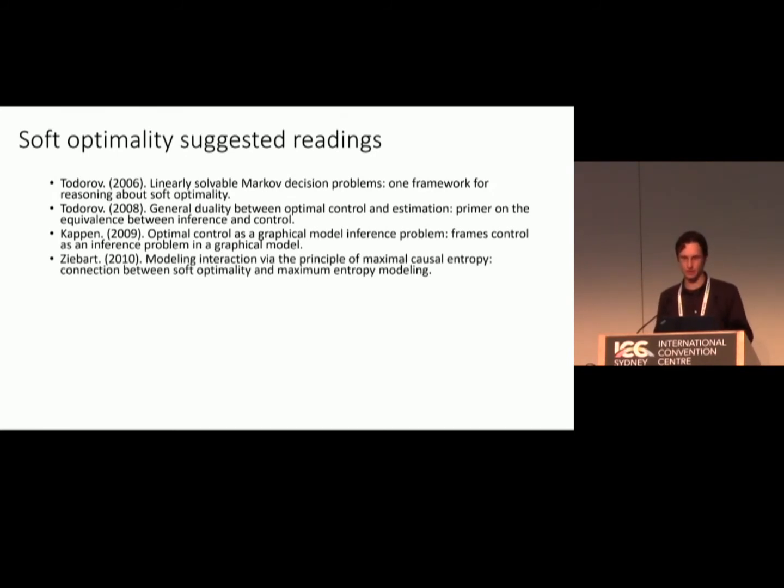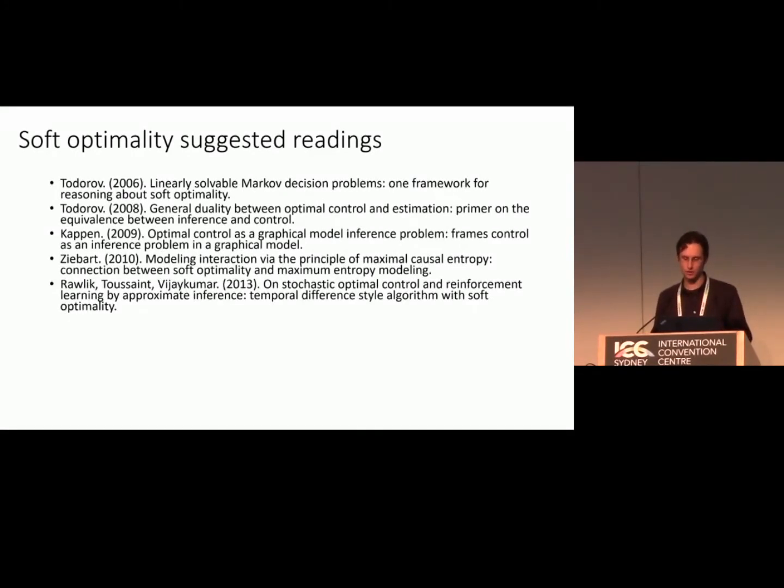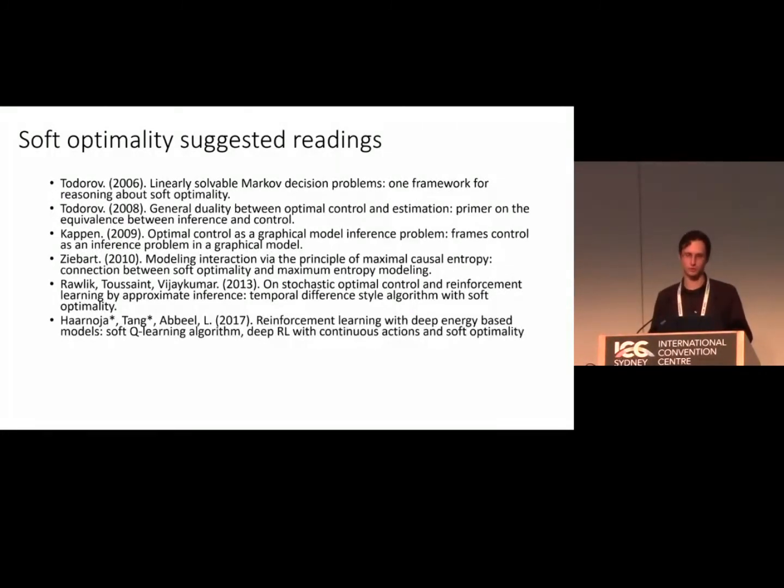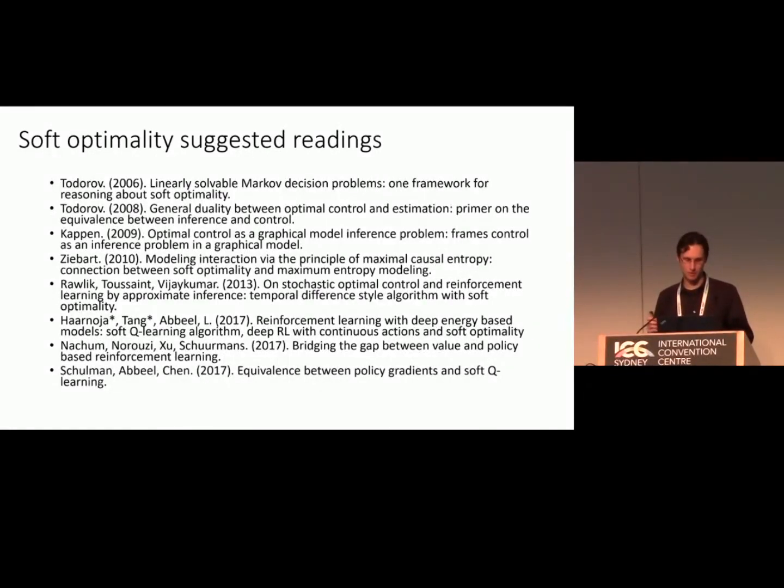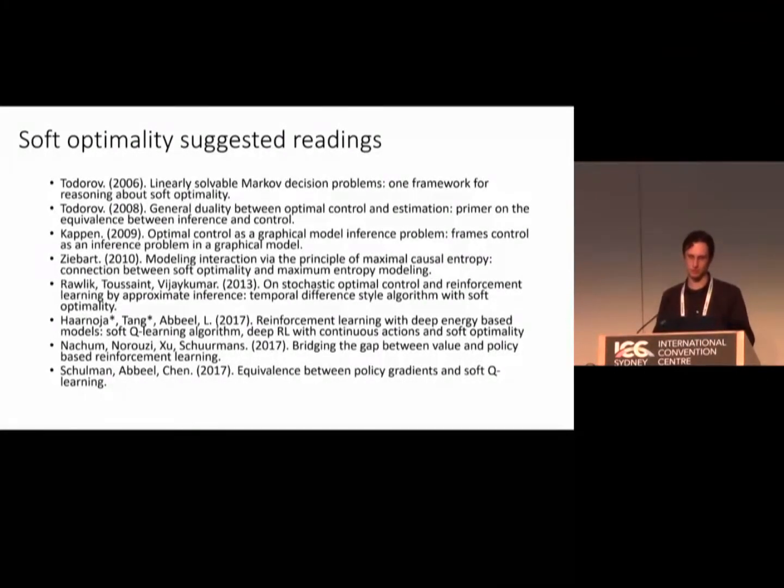Brian Ziebart has some very interesting work on maximum entropy as well as how it pertains to inverse reinforcement learning. Haarnoja et al. has this paper that actually introduces a Q-learning algorithm based on soft optimality for deep reinforcement learning. This is the paper on soft Q-learning that I showed previously. This paper by Nachum et al. talks about n-step returns for soft Q-learning. And this paper by Schulman et al. talks about the equivalence between policy gradients and Q-learning under the soft optimality framework.